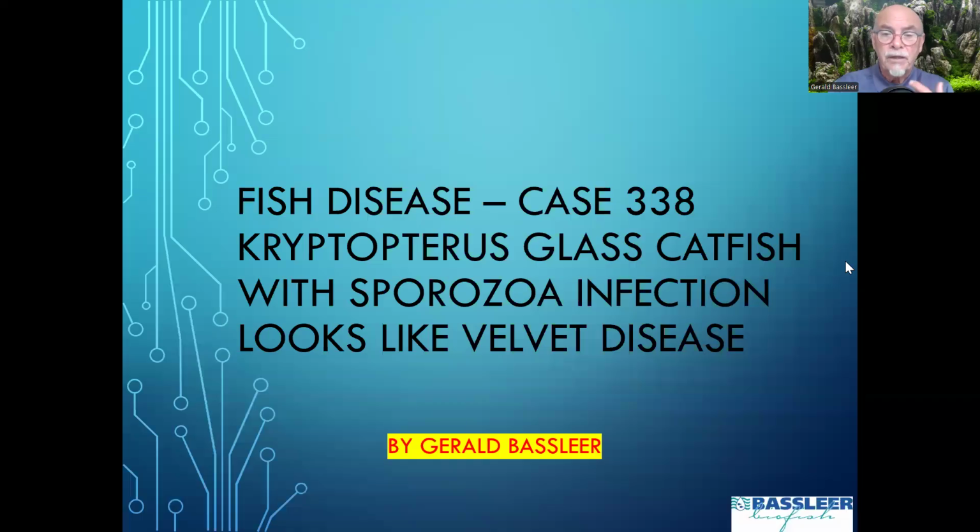In this case, it's a specific case on this wild glass catfish. So I will show you the videos of the fish in the aquarium, the glass catfish Kryptopterus with a Sporozoa infection that looks like velvet disease.